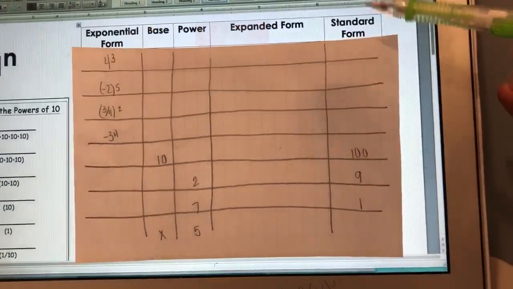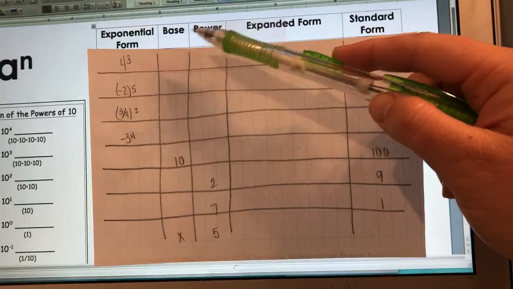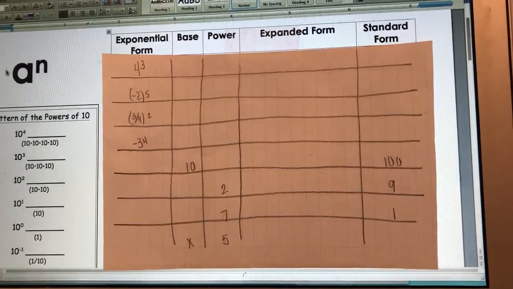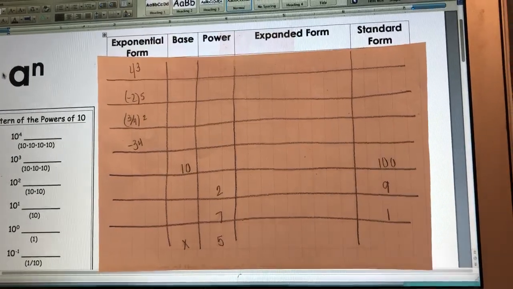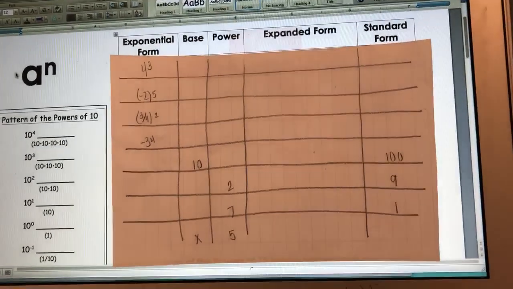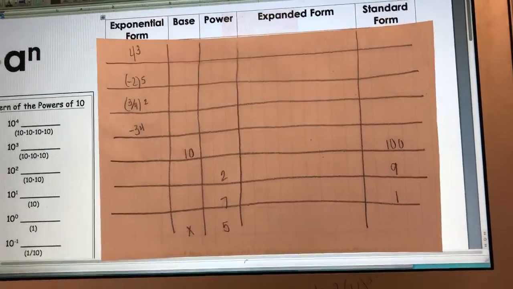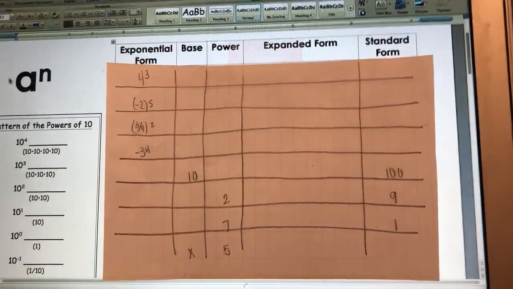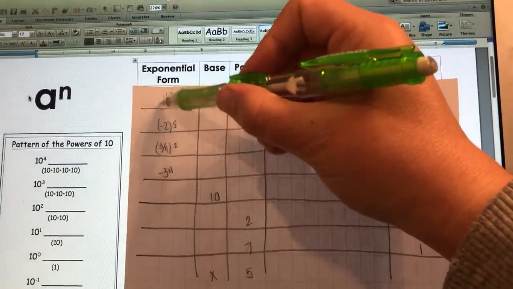So for this chart, I'm going to be filling out exponential form, base, power, expanded form, and standard form. And the idea of this table is to just refamiliarize yourself with these words and kind of play around with what exponents mean. So exponential form is when we have something like this. We have a base and a power. So we kind of just did three vocab words in one. Exponential form is when it's not simplified.